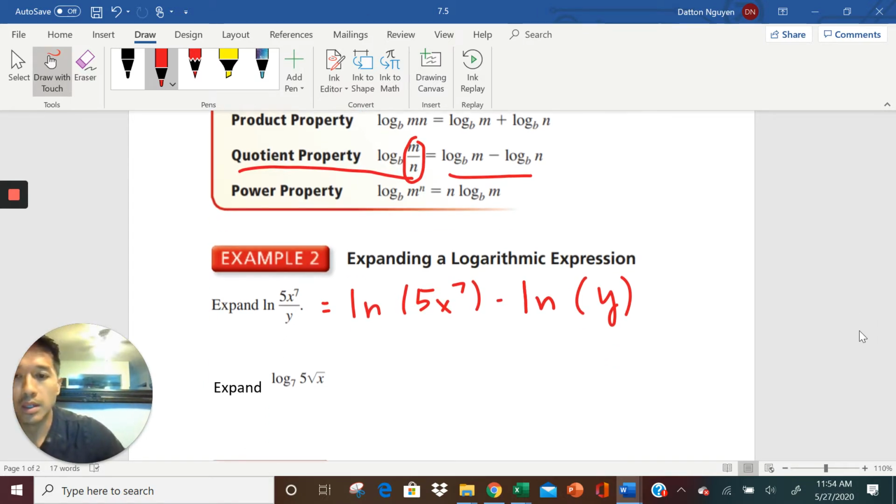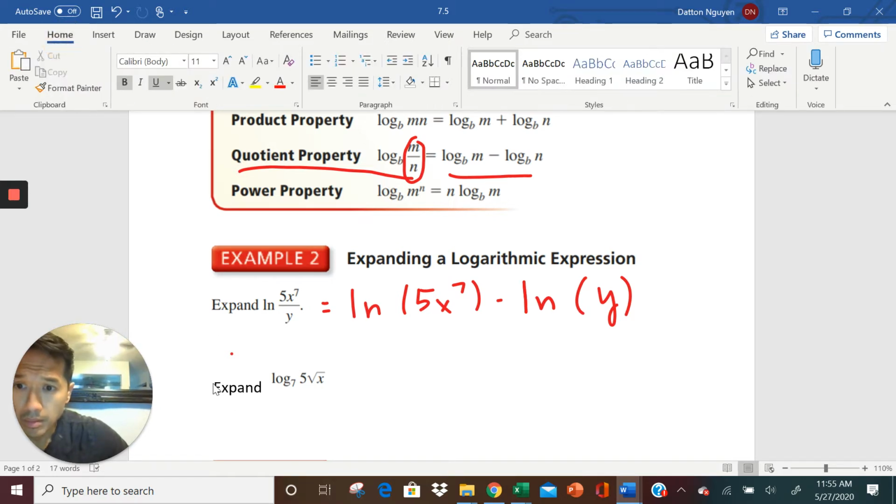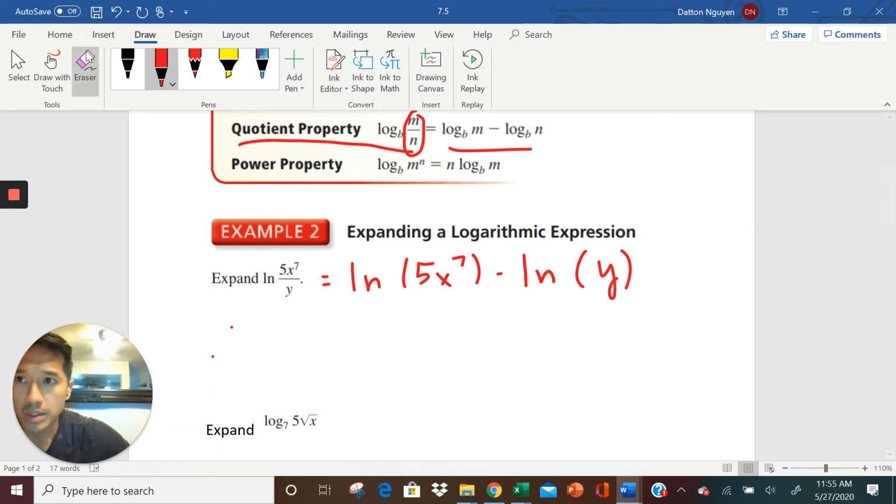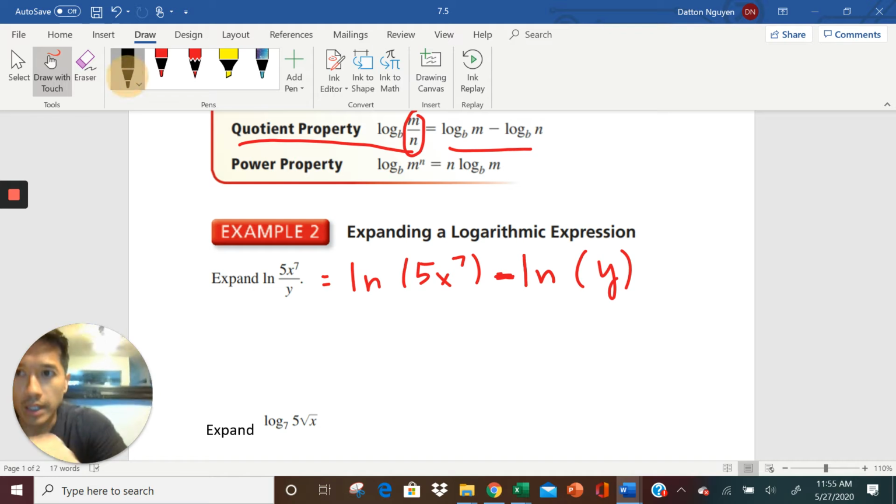Then from here, let me go ahead and get some more space. Okay, and then from here, I've already taken care of separating the quotient. So this is a minus right here. All right, so now I take a look at this part. How do I break up this part?